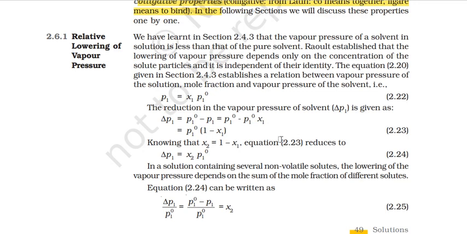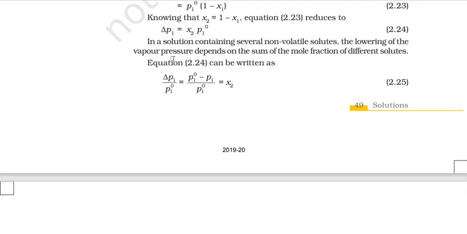So finally when we come to this after so much of mathematical calculations, this is the equation we get. This is delta P by P naught, basically P naught minus P1 divided by P naught, and this is equal to the mole fraction. In a solution containing several non-volatile solutes, lowering of the vapor pressure depends on the sum of mole fraction of different solutes.